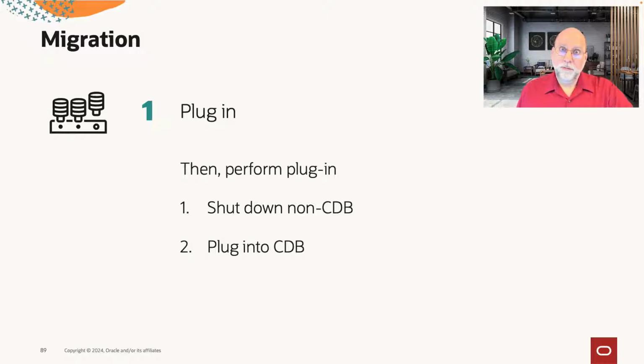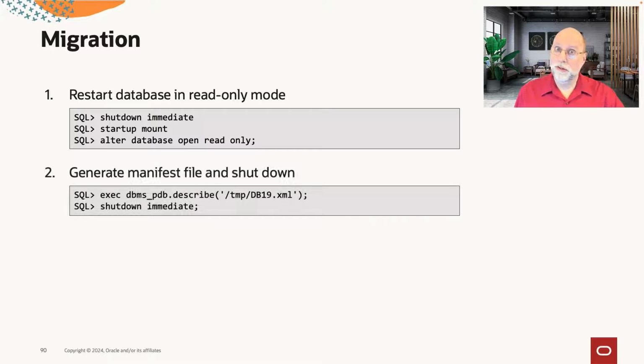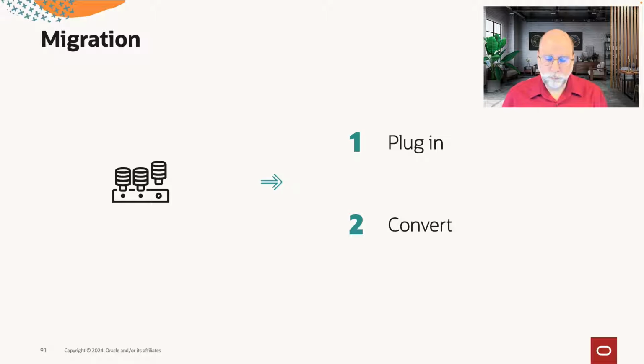So with the plugin, after you've checked the compatibility, now you perform the plugin, which means shutting down that non-CDB. You can't plug in and open a non-CDB, and now you plug it into the container database and it becomes a PDB. So you shut down immediate, start up in read-only mode, or alter it to be read-only, generate your manifest, make sure it's as current as possible, always a good idea, and then you create the PDB from that manifest file. So this is one of those many forms of the create pluggable database. This is the one where you say using an XML file, and it plugs in your non-CDB as a pluggable database in this container. So that's step one.